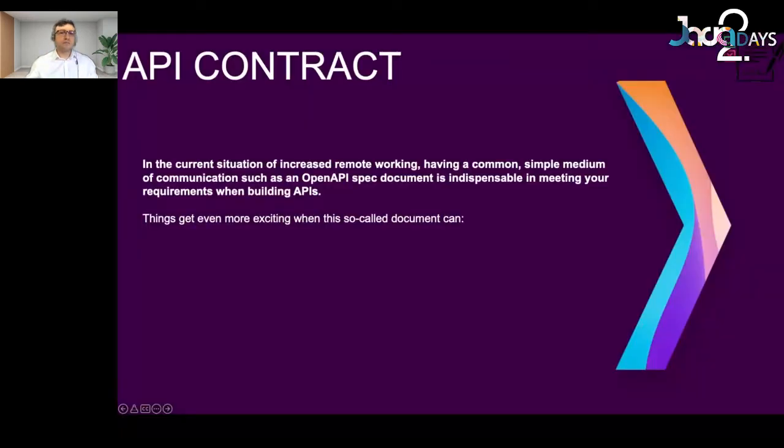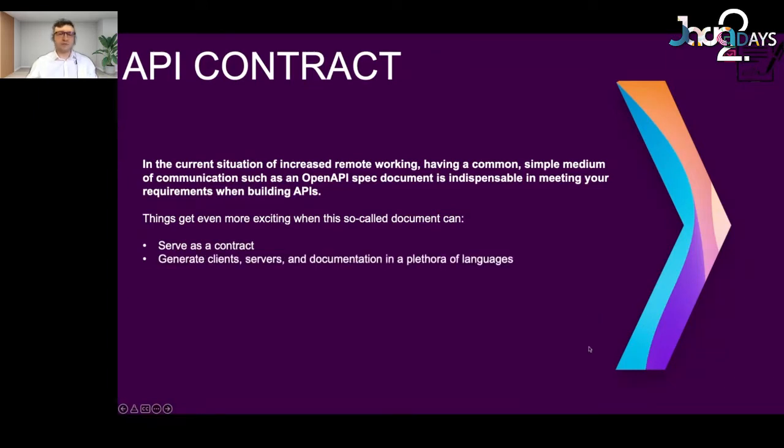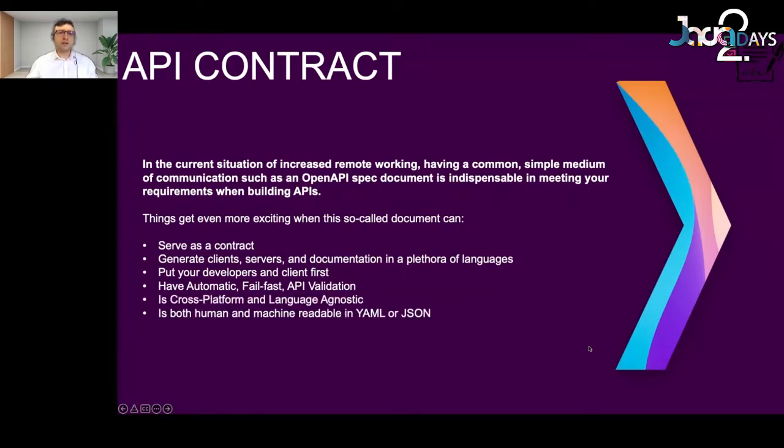Now, in the current situation of increased remote working, a simple medium like an OpenAPI specification document is indispensable in meeting your requirements when building APIs. Things get even more exciting when such a document can serve as a contract, generate clients, servers, documentation in a plethora of languages, put your developers first and clients as well, have automatic fail-fast validation, is cross-platform and language agnostic, is both human and machine readable in YAML or JSON, and speeds up development, prototyping, and reduces costs. And let's see how all of that happens.